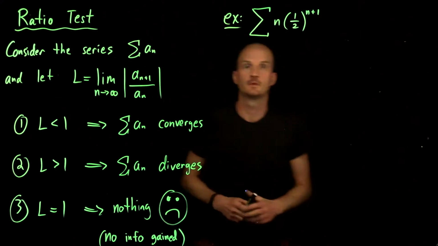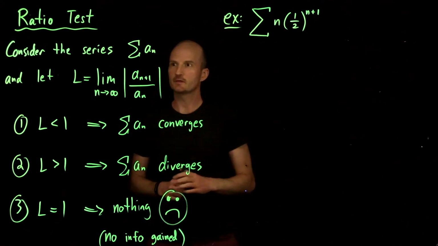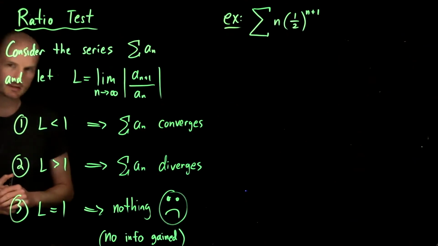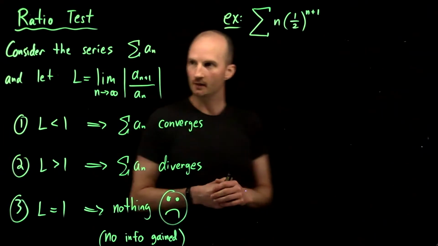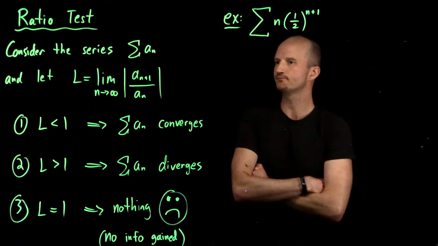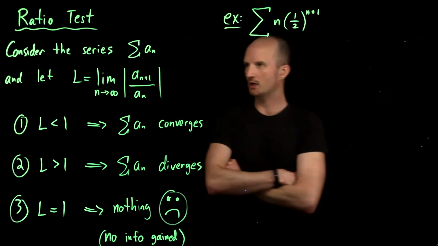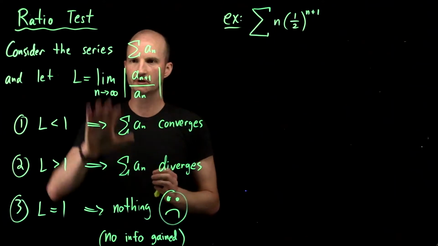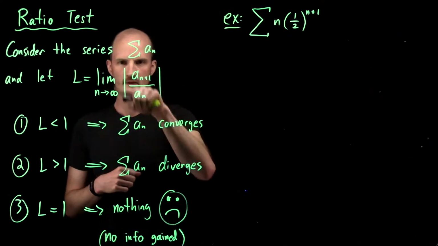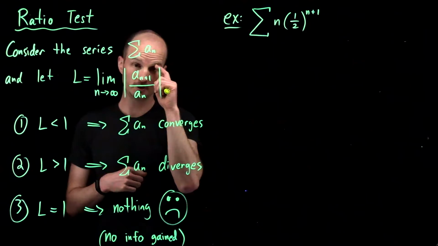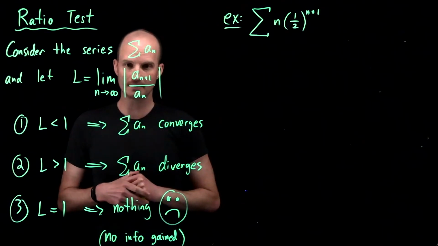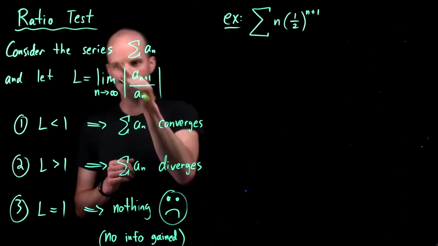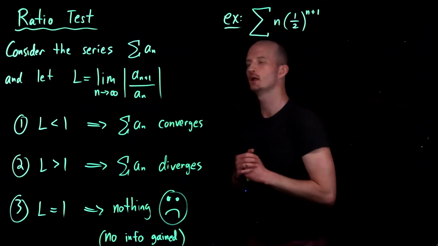Oh, hi. So, ratio tests. Here we're going to consider a series, any series, positive terms, negative terms, doesn't matter. And we're going to calculate this funny thing L. You take a term, you divide it by the preceding term, and then you take the absolute value, and then you take the limit of that expression as n goes to infinity. And you call this L.